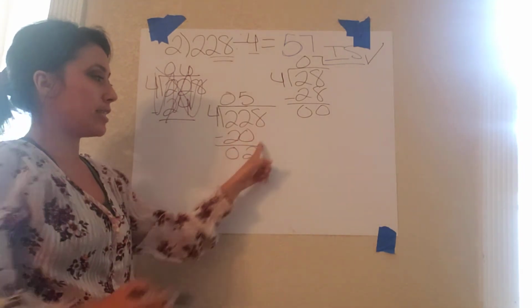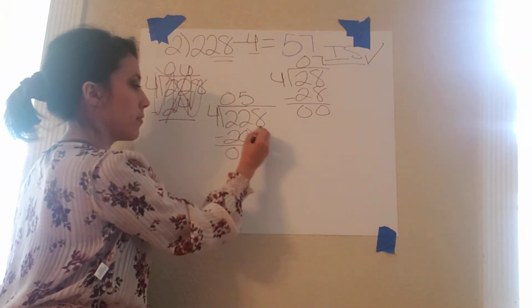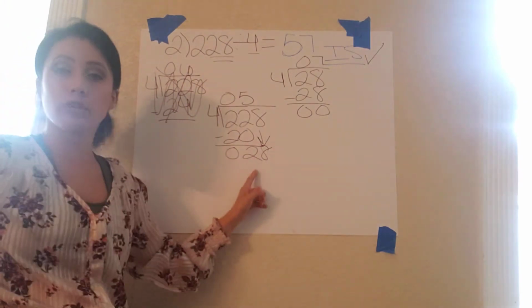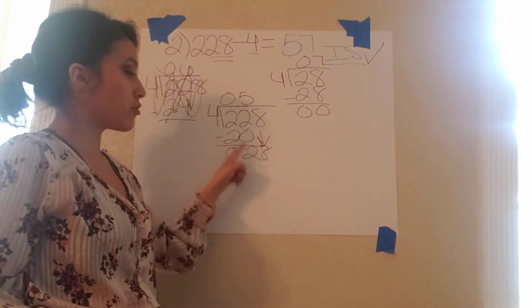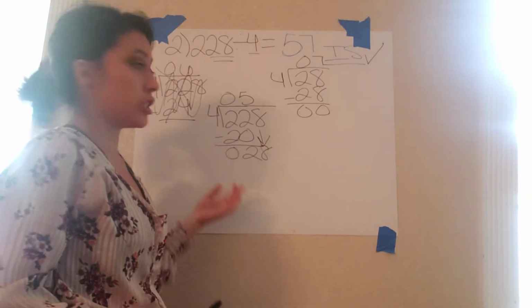And now we're going to bring down the 8 and we have 28. So how many times does 4 go into 28? Let's do the multiplication.